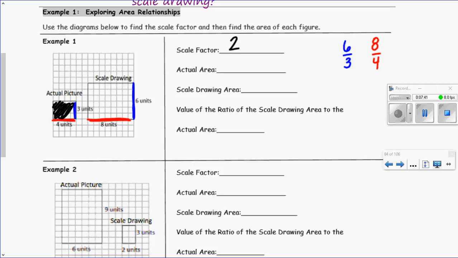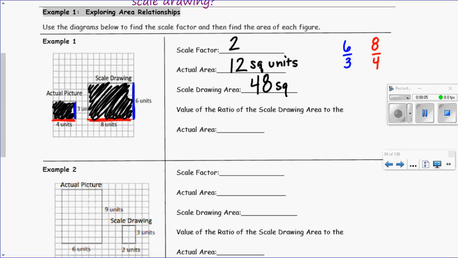Okay, now let's do the actual area. It's a rectangle, so that makes it nice and easy. 3 by 4. And then the scale drawing actually looks pretty big. What is 6 times 8? If you're good with your math facts, you have that memorized, and it is 48. Okay, we can call those square units so we don't get confused. We don't know if it's centimeters or inches or whatever, but we do know that they are square units, whatever units they are, because area is a covering. I'm talking about how many of those squares do I need to make the rectangle.